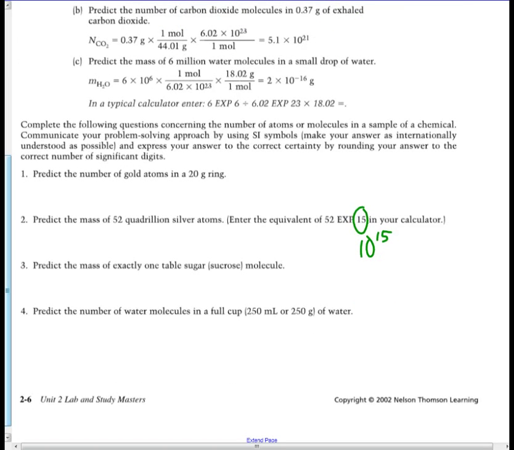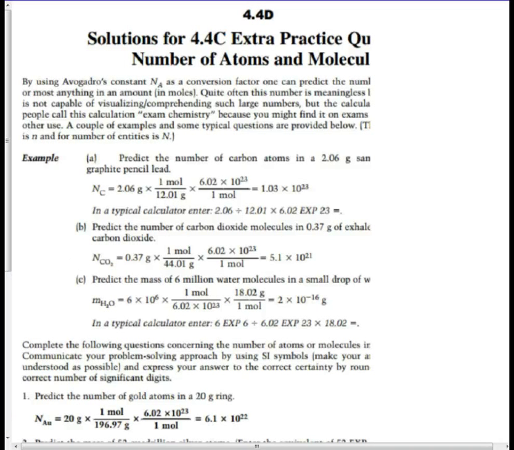In number 3, the mass of exactly 1 tablespoon of sugar. I think maybe it should read. Tablespoon is 15 milliliters, and we can assume that's approximately 15 grams if you want. And again, the number of water molecules for number 4, we can use the density equivalence that a mass gram of water is equal to 1 milliliter of water. So again, this is optional, and the answers are also provided in the PDF on the web.